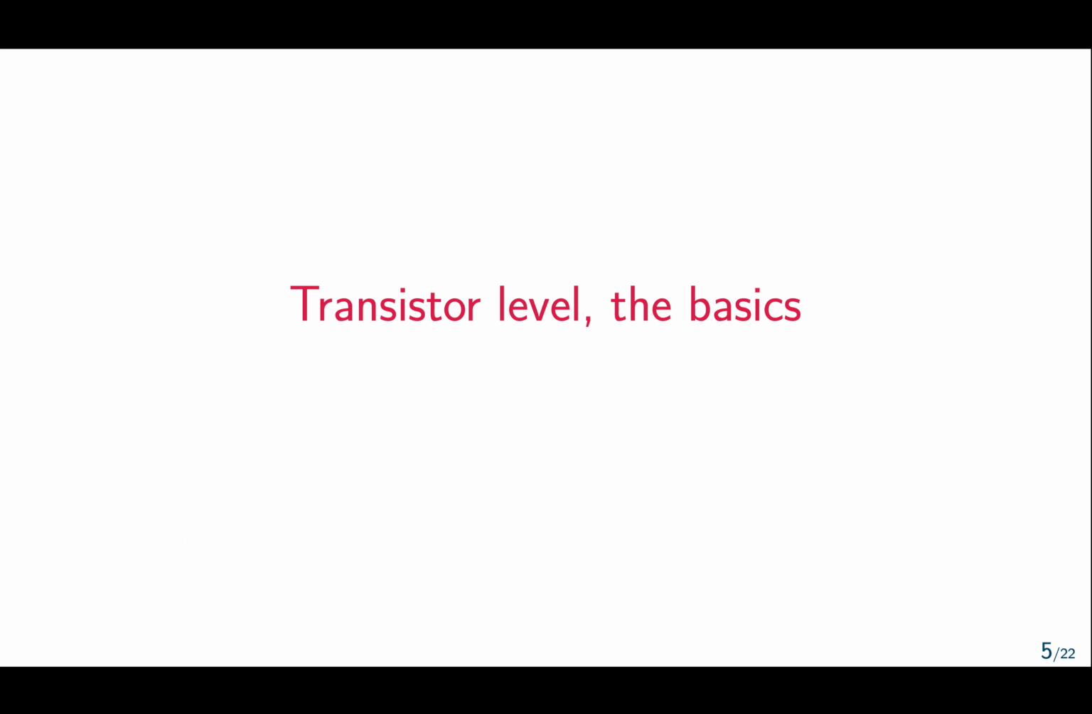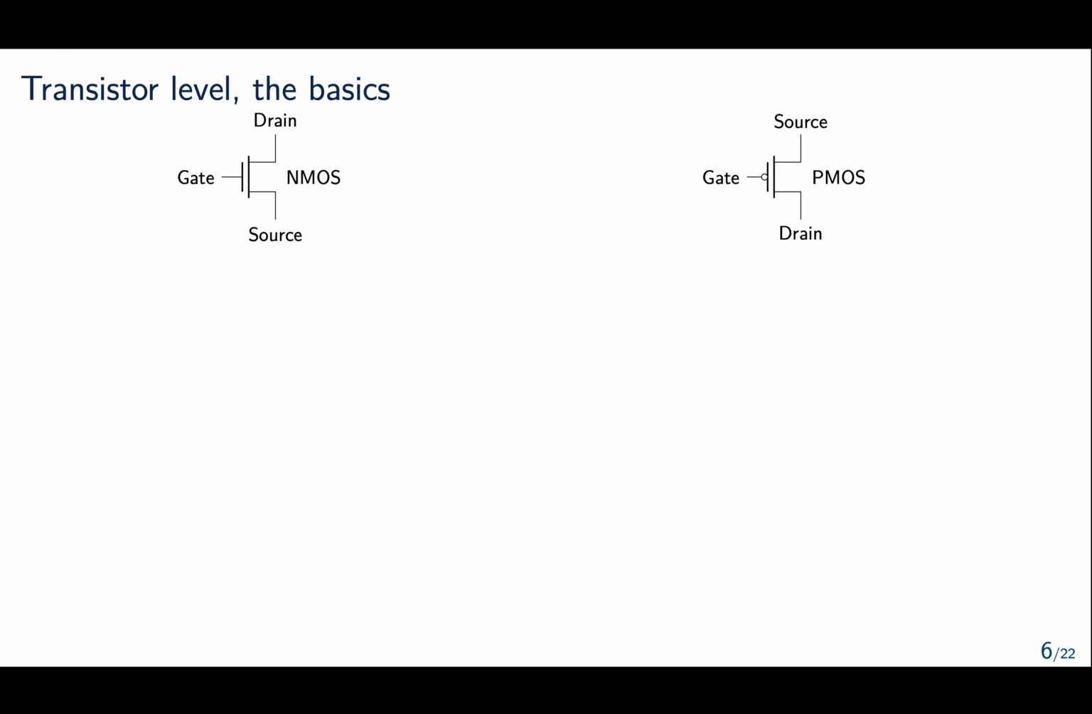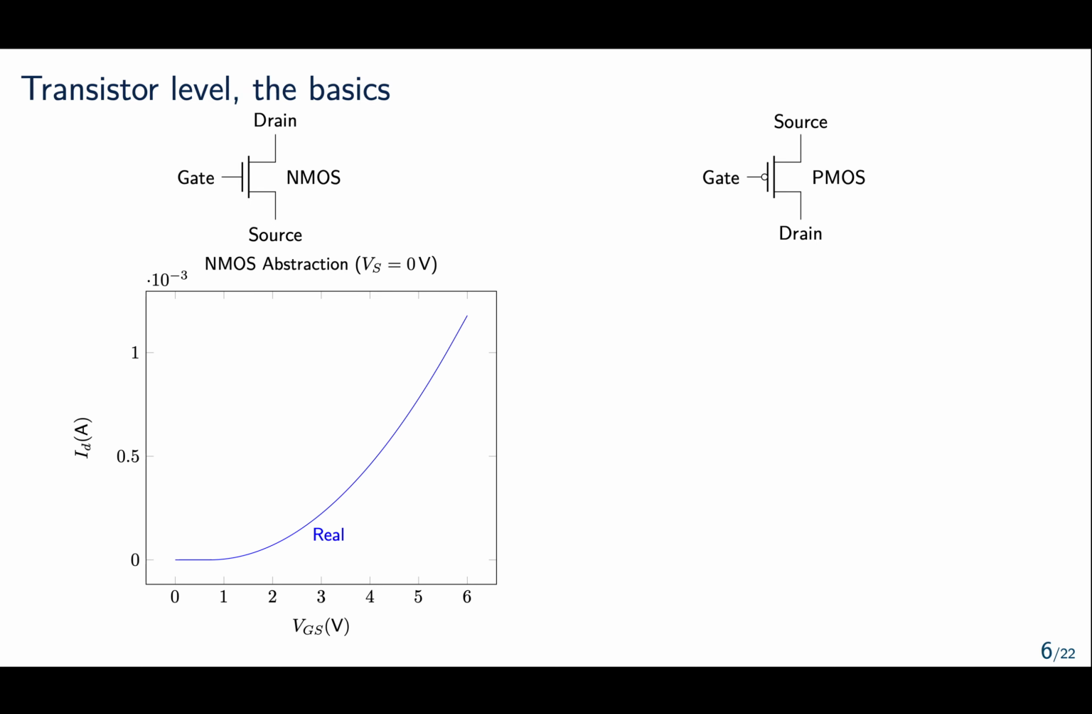I will now introduce some basics about transistors. We distinguish two transistor types. Both have a gate, source, and drain nets, where the voltage applied to the gate controls the connection between source and drain nets. For the NMOS type, the current from source to drain increases as the voltage difference between the gate and source increases. But when such a voltage difference is lower than a certain threshold, the current is null.